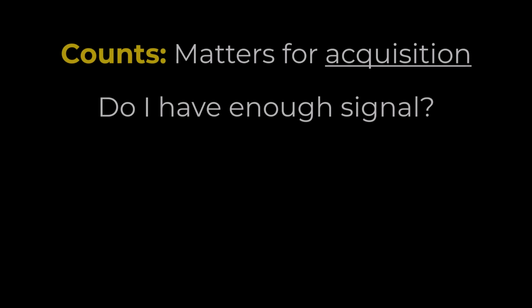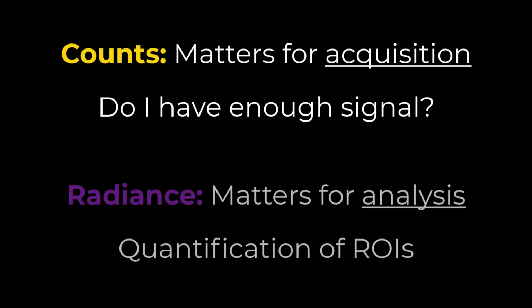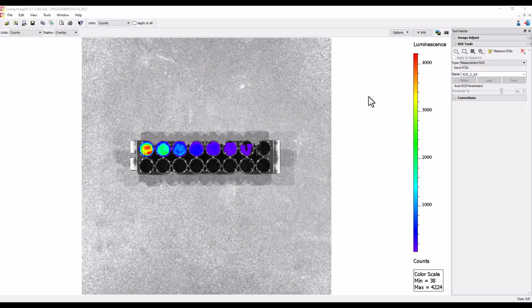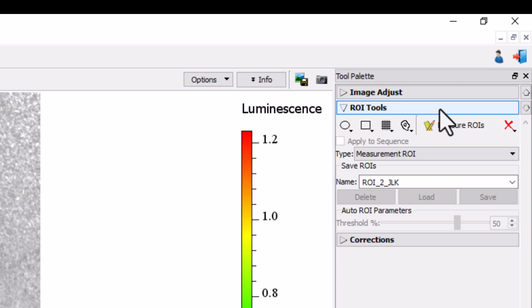In other words, remember counts is for ensuring quality at the time of acquisition, radiance is for quantitative comparison during analysis. Now let's define a region of interest using the available tools in the tool palette. To do this, expand the ROI Tools tab. Then select an ROI shape that is appropriate for the image you'll be analyzing.